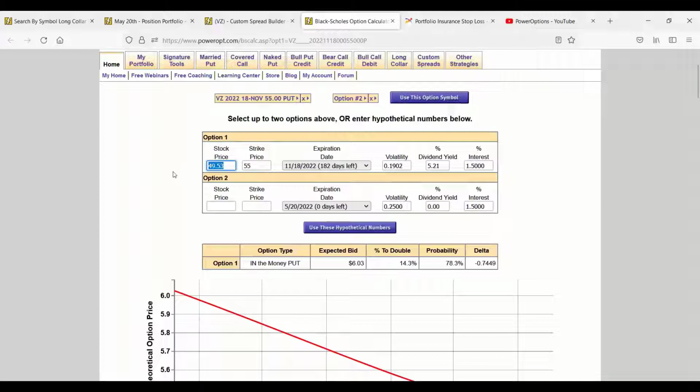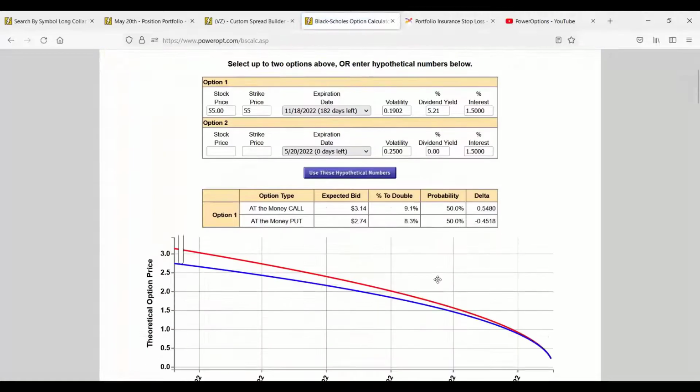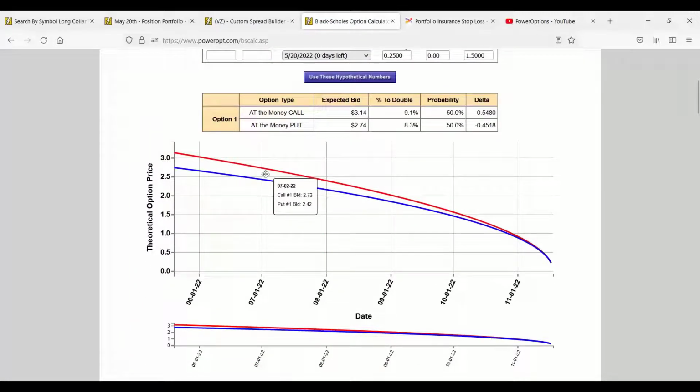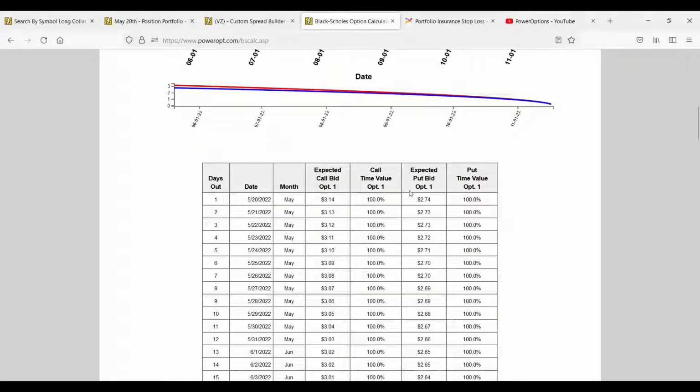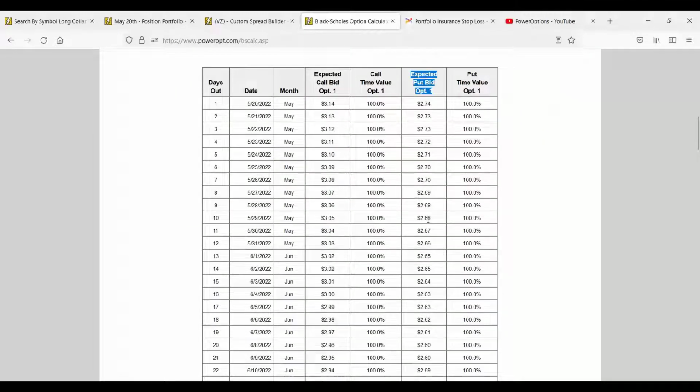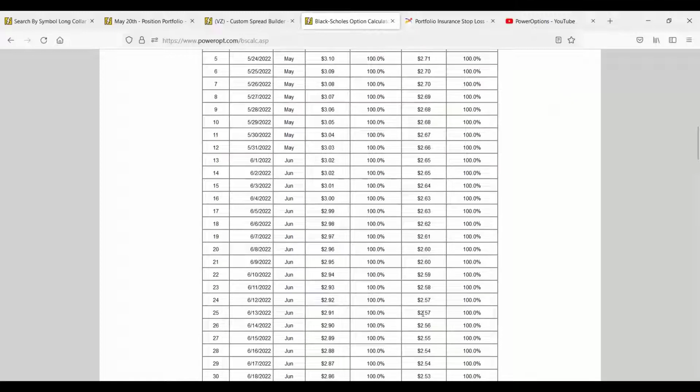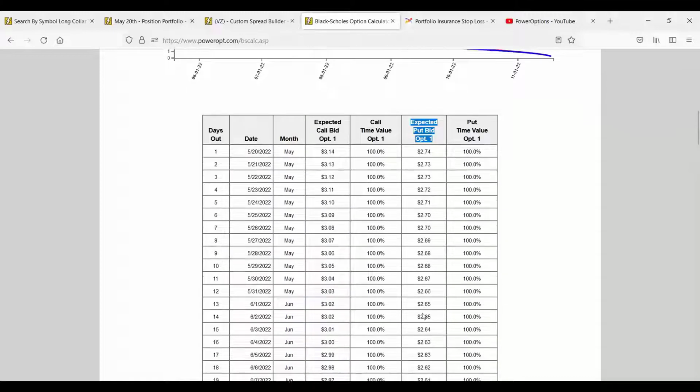And now I can do the same thing. I say, well, what happens if the stock's trading at $55? And then I click use these hypothetical numbers. This is your time decay curve that we're looking at. I hover over it each day. It's showing me what the expected price of my put option or call option would be at this strike. And then down below, our expected put bid, we can see what the expected price would be each day between now and expiration if the stock was trading at 55 in grid format.